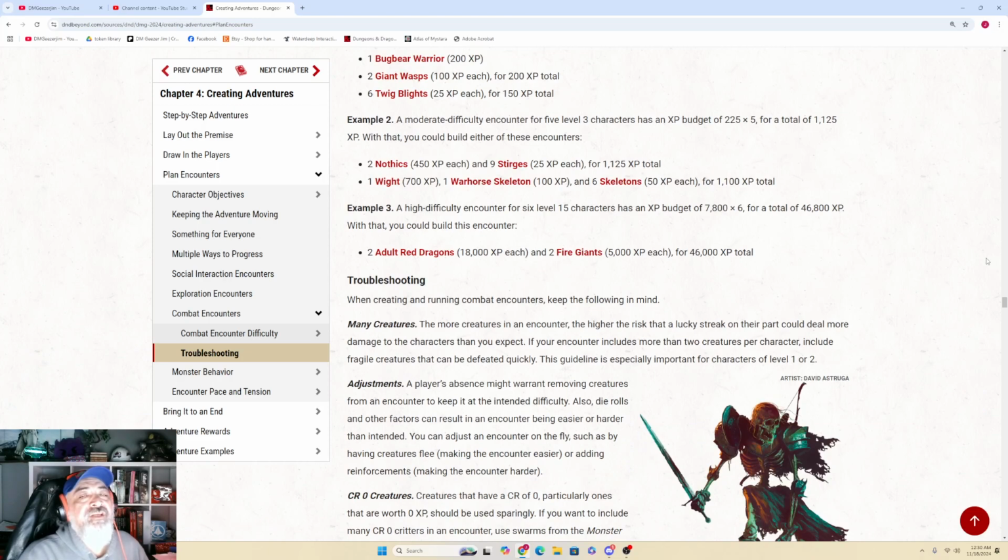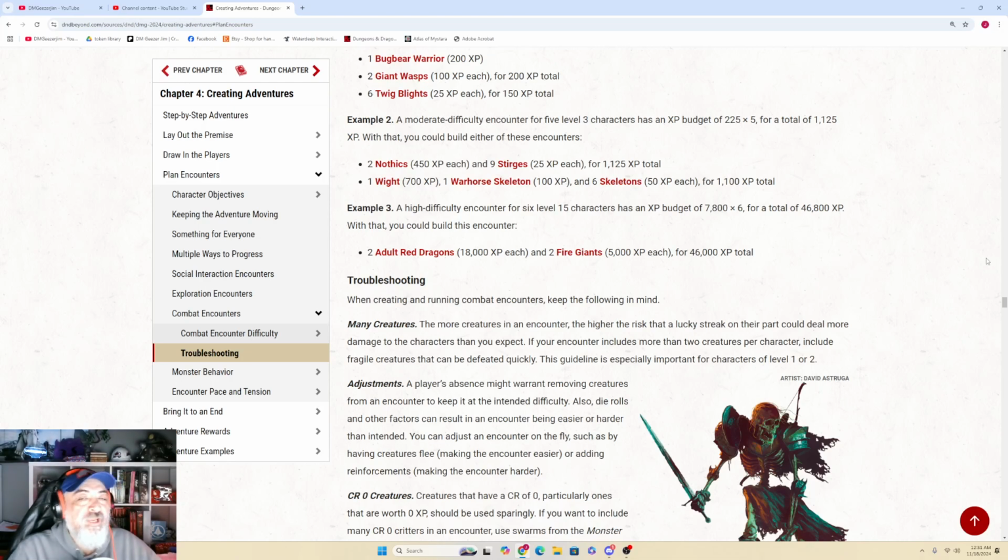Example 2, a moderate difficulty encounter for 5 level 3 characters has an XP budget of 225 times 5 for a total of 1,125 XP. With that, you could build either of these encounters. 2 Nothics worth 450 each, and 9 Stirges worth 25 XP each for 1,125 total. 1 Wight worth 700, a Warhorse skeleton worth 100, and 6 Skeletons worth 50 each for 1,100 XP total.